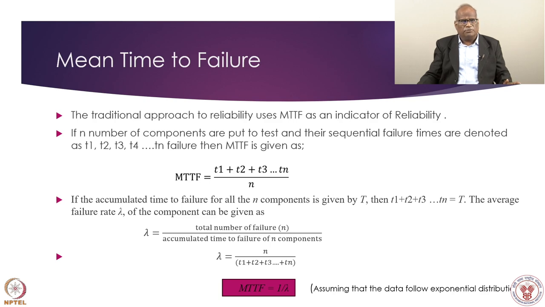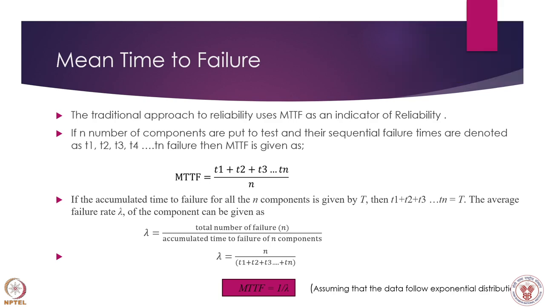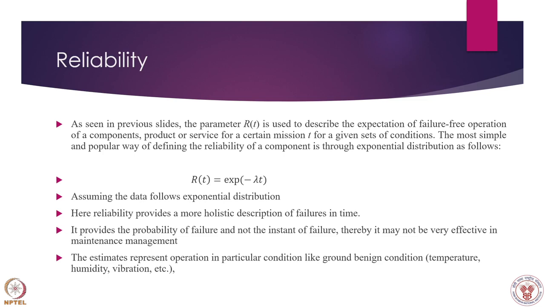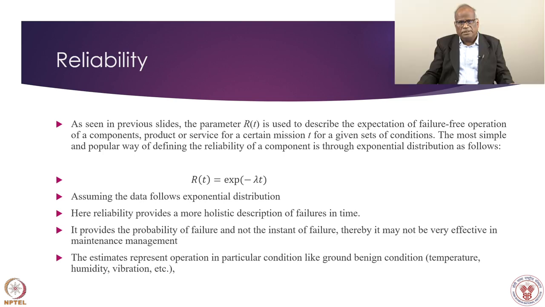Now we have mean time to failure and reliability. Let us see how reliability, as we have seen in our previous discussion, is defined: failure free operation of a system under given conditions for a mission time T. So here we have R(t), R is a function of t, equal to exponential of minus lambda t.